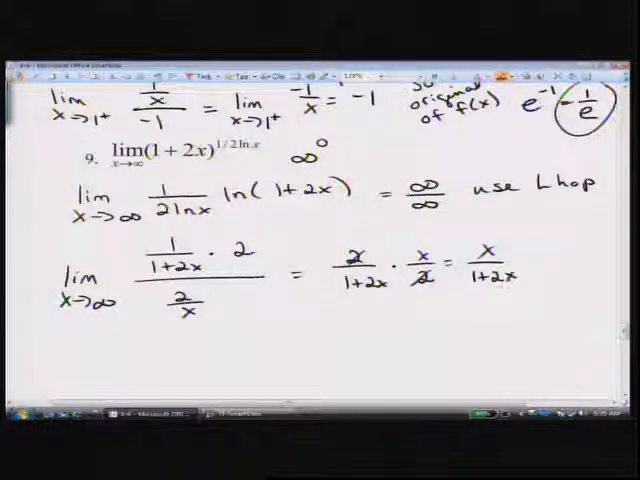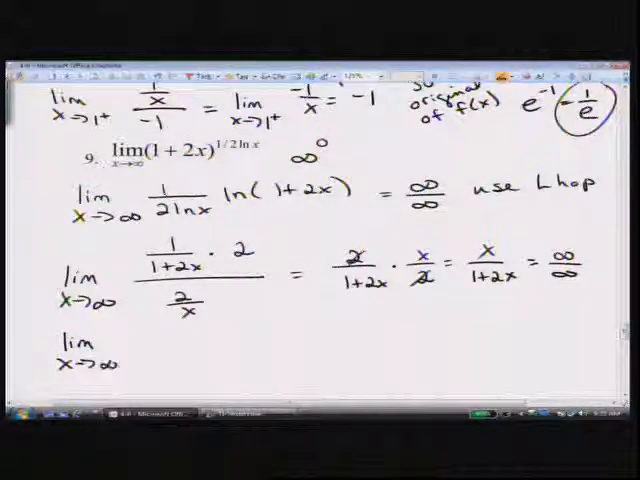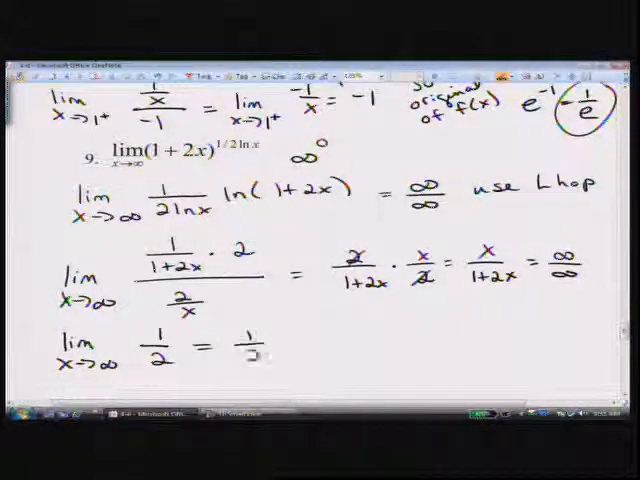And if I put infinity in there, I get what? Infinity over infinity, which means I can use L'Hopital again, and I will get the limit as x goes to infinity. The derivative of x is 1. The derivative of 1 plus 2x is just 2. And so that is my answer, 1/2.